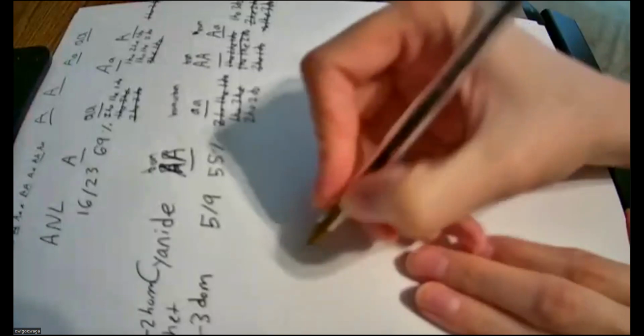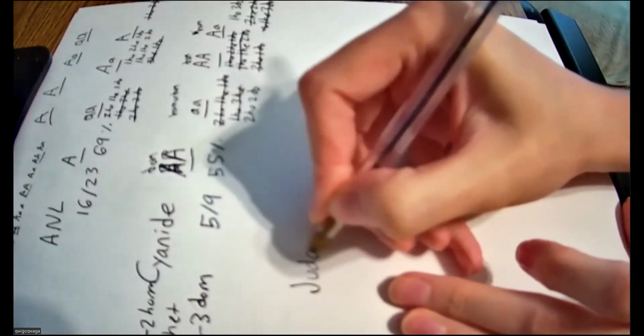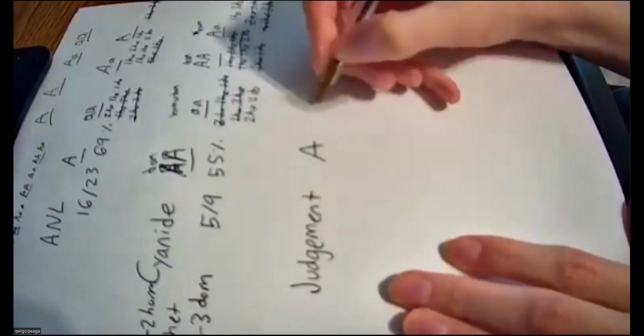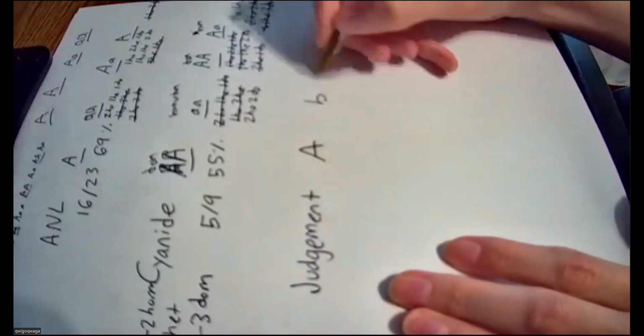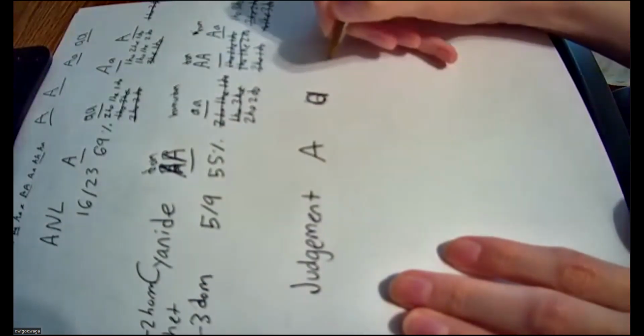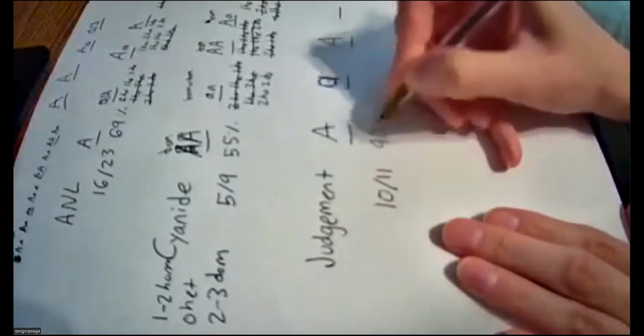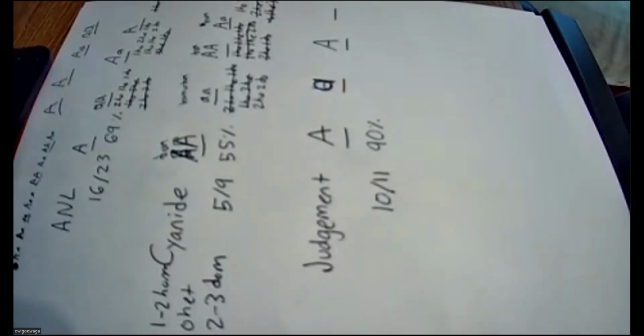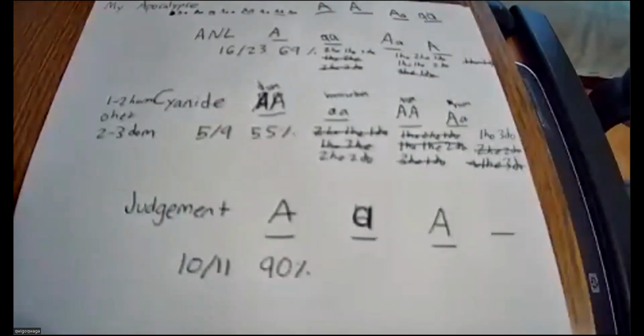Now, let's look at another breeding. So Judgment had the same mom and a different dad. And she had 10 out of 11 puppies, with my Apocalypse having Aptitude. The Het and Hom pairs are talking about the way that the breeding lines up, so the parents.